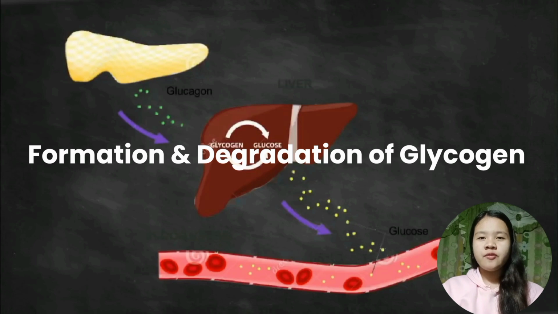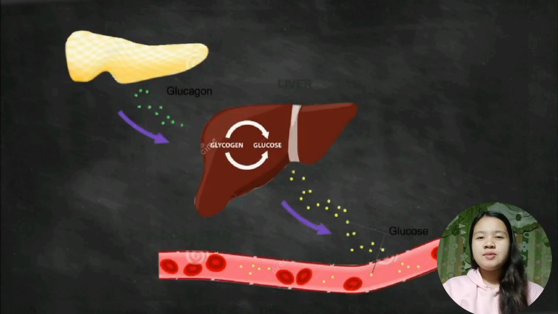A constant source of blood glucose is an absolute requirement for human life. That is why the body developed mechanisms for storing a supply of glucose in a rapidly mobilizable form, namely glycogen. These mechanisms are glycogenesis, the conversion of glucose to glycogen for storage, and glycogenolysis, the conversion of glycogen back to glucose for utilization.